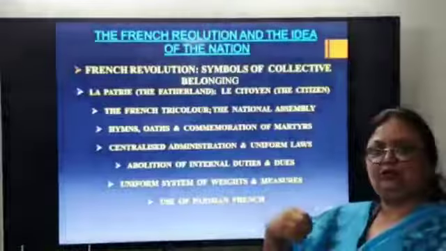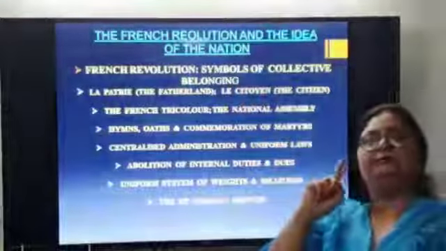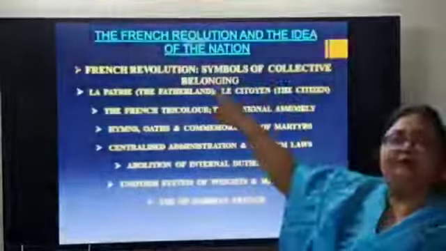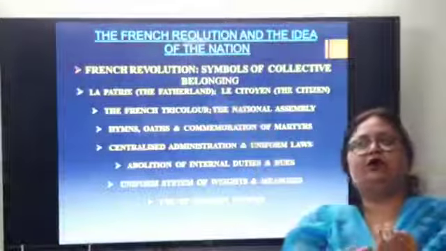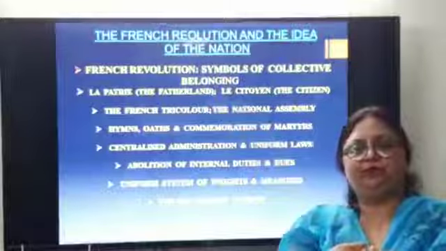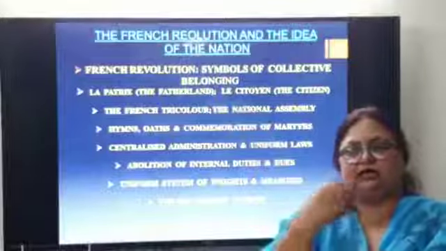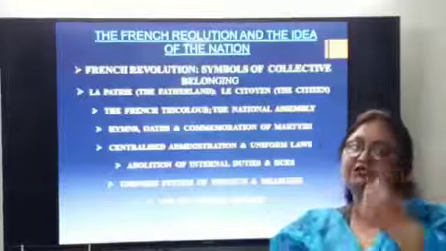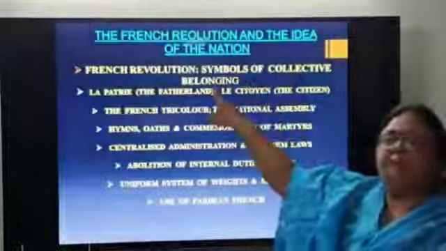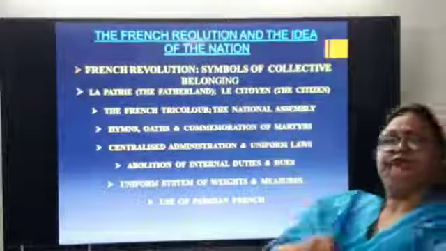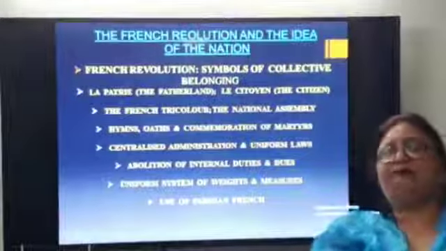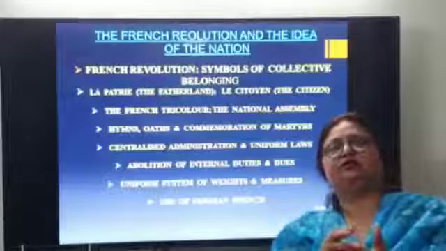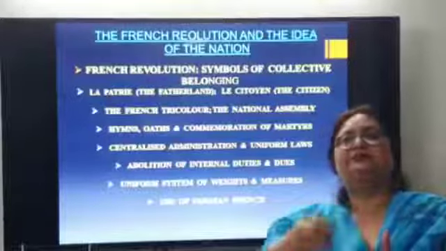Now, the French Revolution that occurred in 1789 basically gave the symbol of collective belonging, where people started having the feeling of nationalism among themselves. Nationalism, that is the feeling of collective belonging. If you talk about France, before the French Revolution, France was a complete monarchical territorial state.